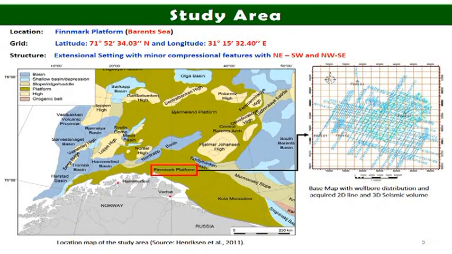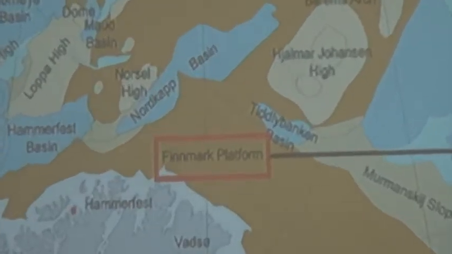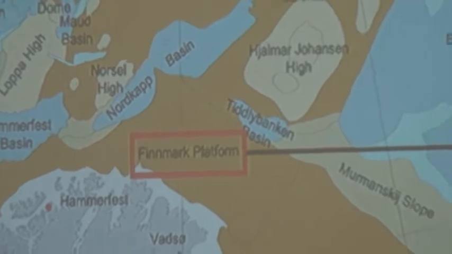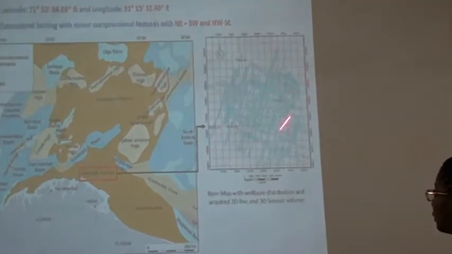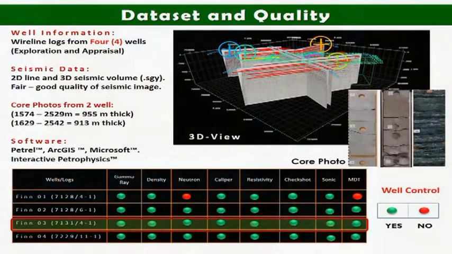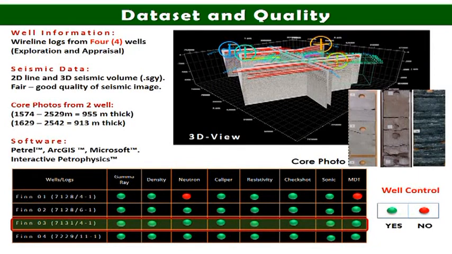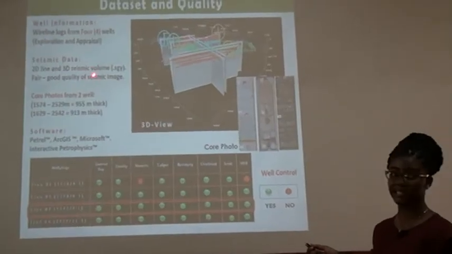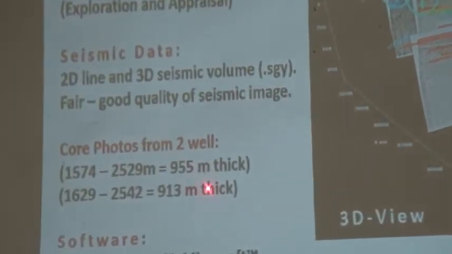On slide 5, we have the map showing the framework platform located in the Barents Sea. Also here is the base map showing the 4 wells with the crisscrossing 2D lines and 3D lines. Going forward, we're given wireline logs from 4 wells, also provided in seismic data 2D and 3D of fairly good quality. Core photos were also provided.